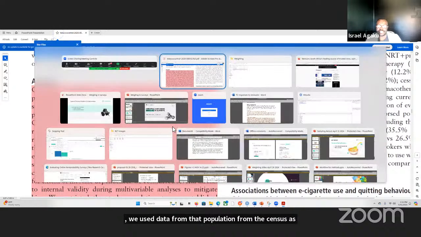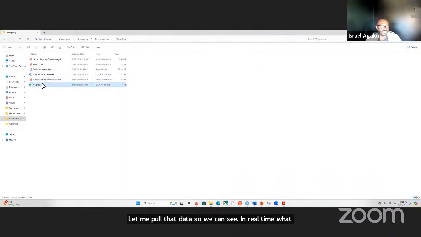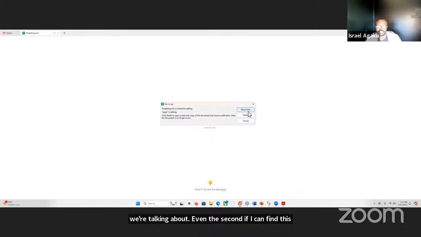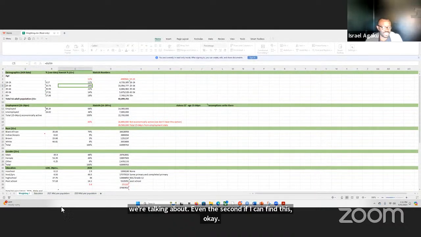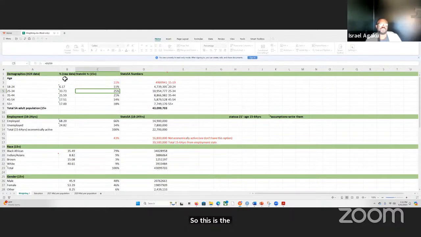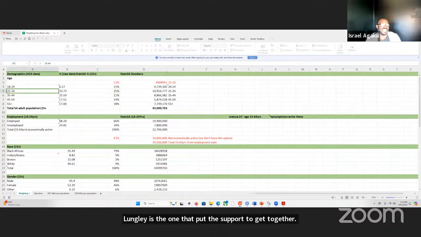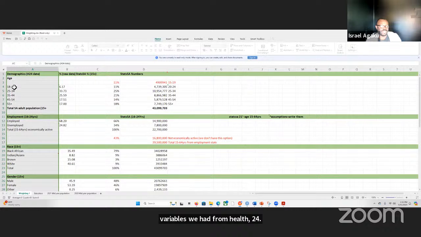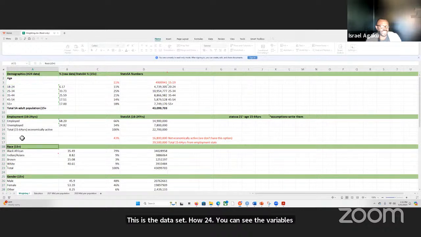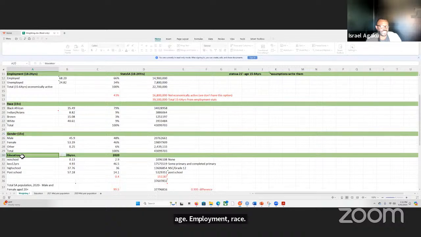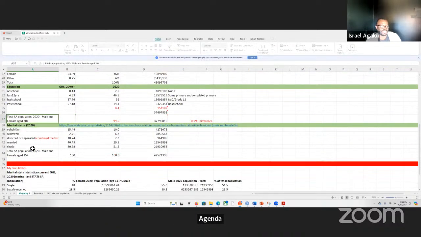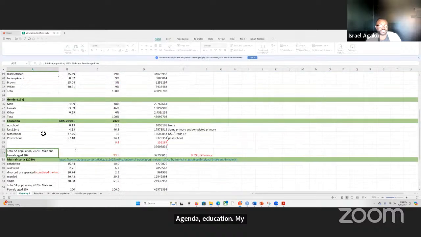Let me pull that data so we can see in real time what we're talking about. Give me a second if I can find this, okay. So this is the, Lungile, seems you're the one that put this report, this data together. All right. So this is the column here. These are the variables we had from Health24. This is the data set, Health24. You can see the variables: age, employment, race, gender, education, marital status, and a whole bunch of others, right?